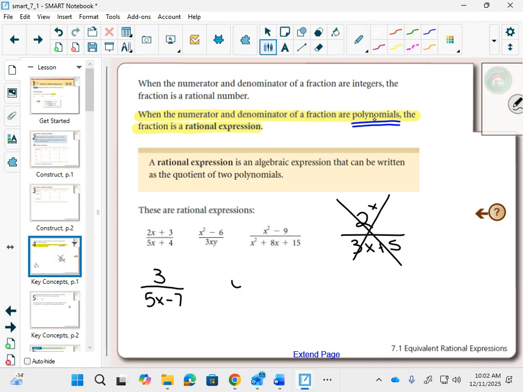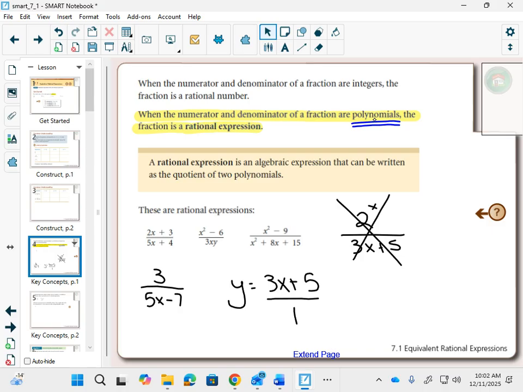Like, this is a line, right? 3x plus 5. Technically, I could make it over 1, and then I could say, ooh, it's a rational expression. But we never deal with those ones because we'll still call that a line. We'll still call it a parabola. What we're going to look at in this unit is whenever there are variables in your denominator. So these are rational expressions.